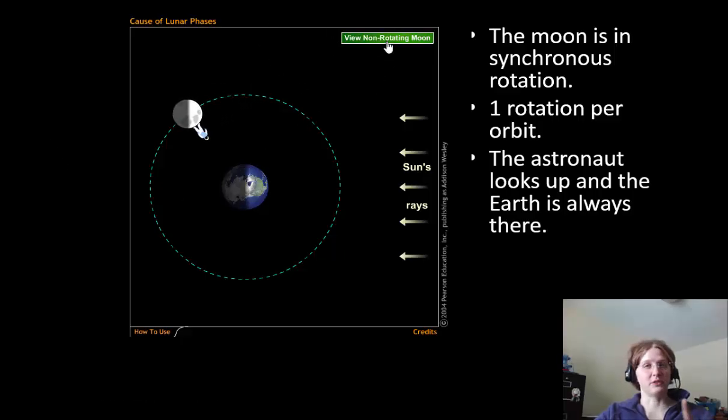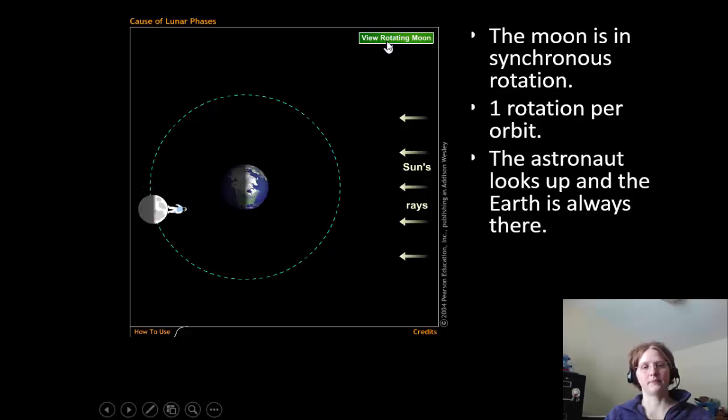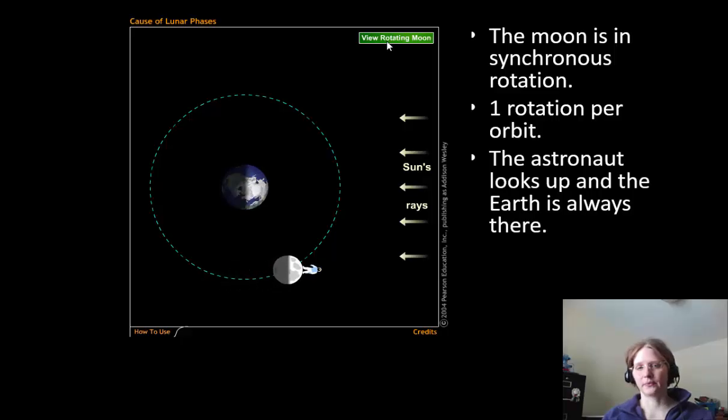This is what it would look like if the moon didn't rotate. So this is incorrect. The way the animation is going right now is not true. But if the moon didn't rotate, you would be able to see both sides of the moon. The side you're familiar with and the side I just showed you, fully cratered, the side you're not familiar with. You would be able to see both sides.